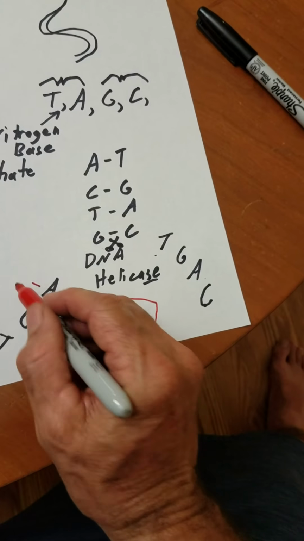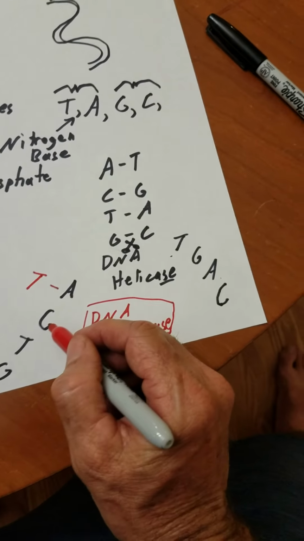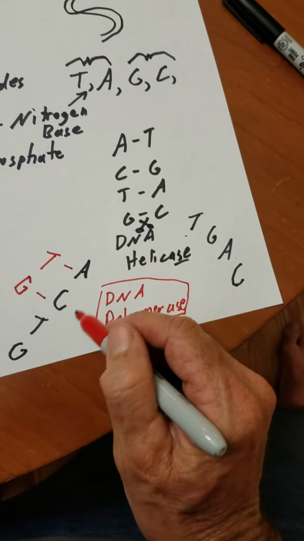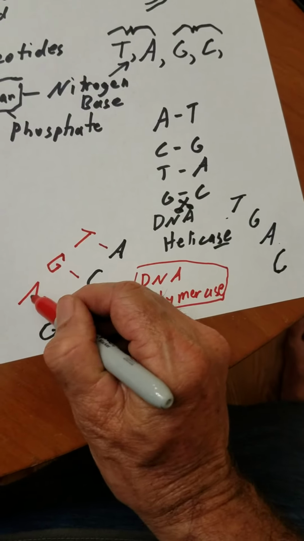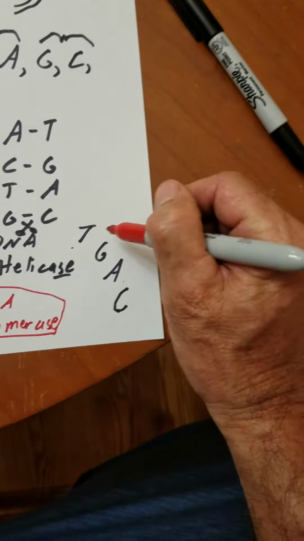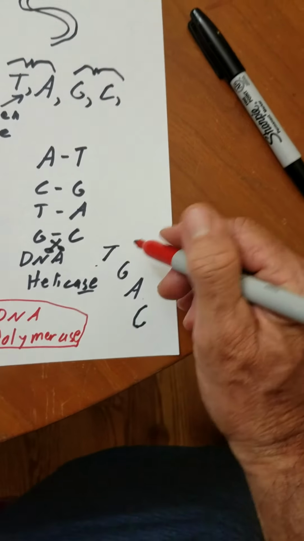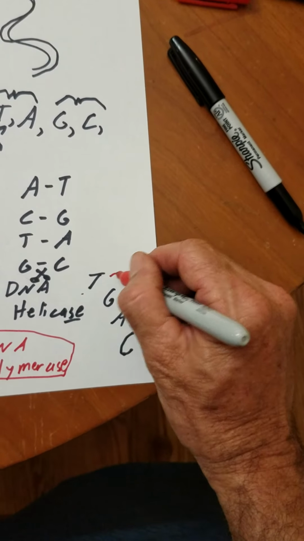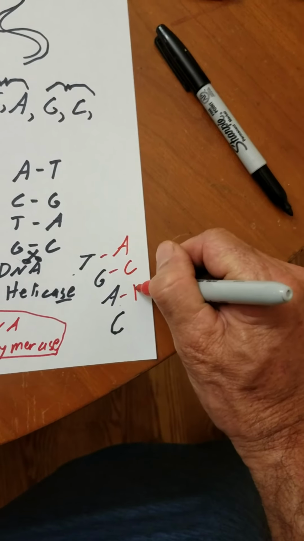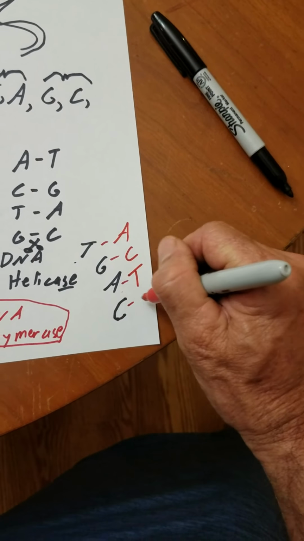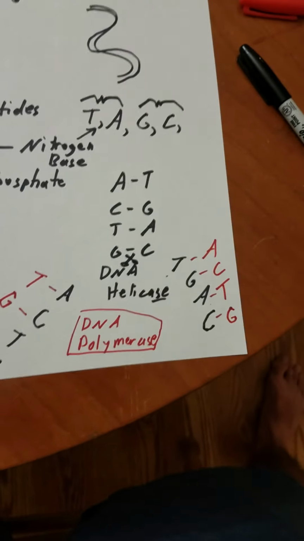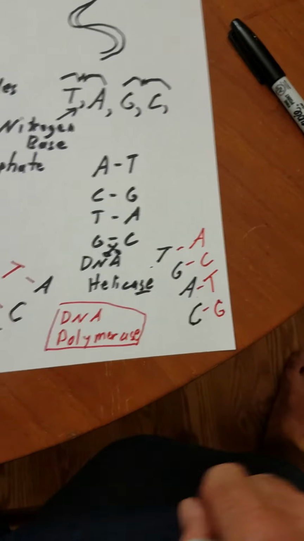So everywhere there would be an A, it would put a nucleotide with a T. Everywhere there's a C, it would put a nucleotide with a G. With a T, it would be an A. Where there's a G, it would put a C. And on the other side, another polymerase would be reading this side of DNA. Wherever there's a T, it would put an A, and a G, it would put a C, and an A, it would put a T, and wherever there's a C, it would put a G. And this is how our DNA is replicated.